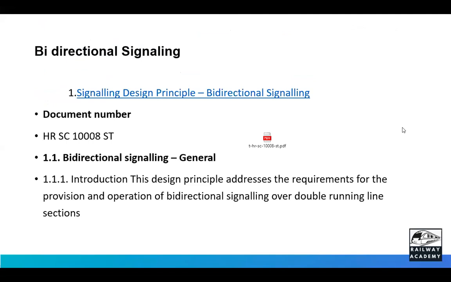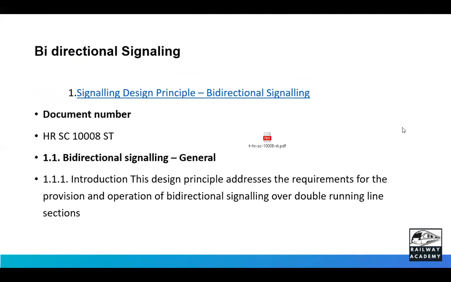And the next thing is bidirectional signaling. In Indian Railways, if you call double line, up line is meant for only up signals and down line is meant for down signals. On up line, you don't have signaling arrangements to dispatch a train in the opposite direction. And on down line, you will not have opposite signals for dispatching in the opposite direction. In bidirectional signaling, both lines will have signals in both the directions.